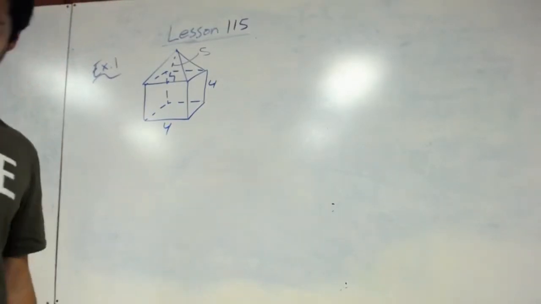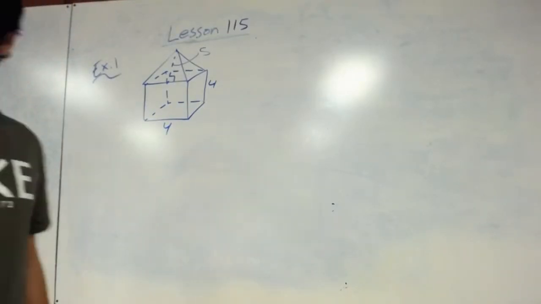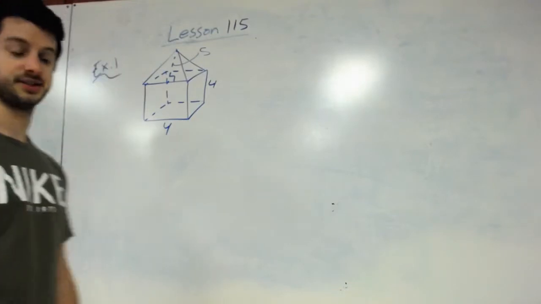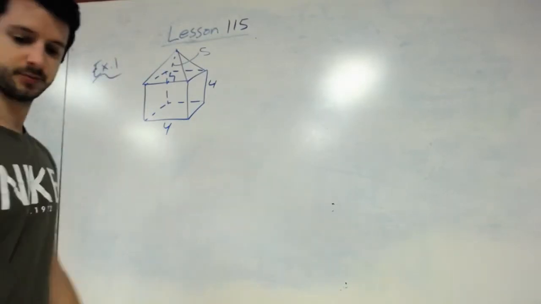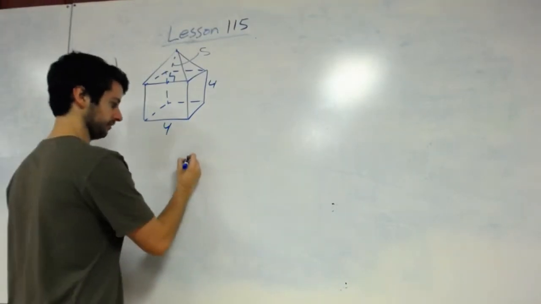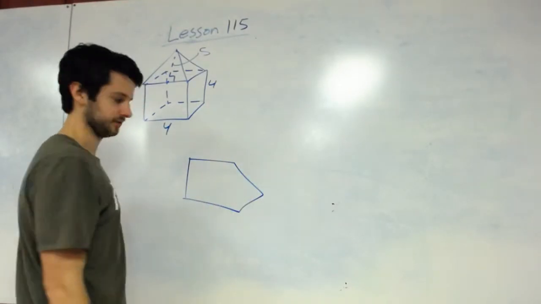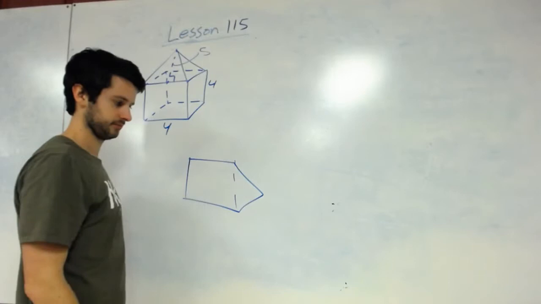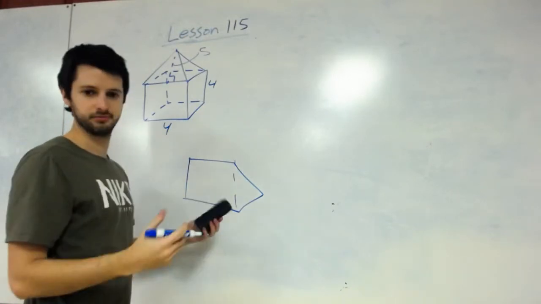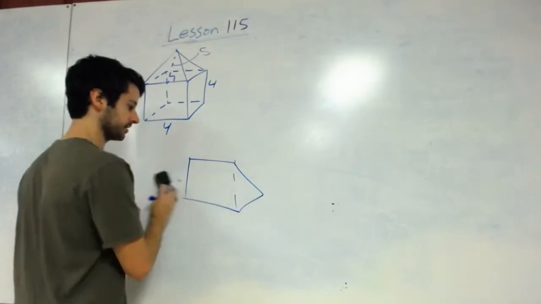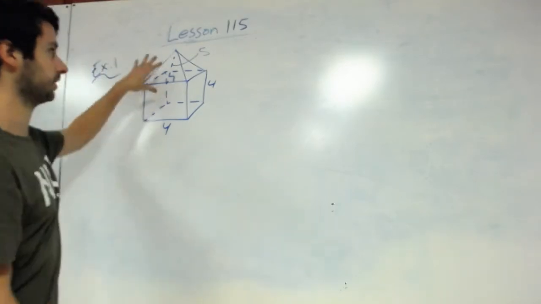We're going to look at finding surface area and volumes of what's called composite solids. We've talked about composite figures before. A composite figure is just something like that. It's a combination of shapes. So in this shape, we have a square and a triangle. That's a composite figure. It's just a combination of shapes. So now we're going to look at composite solids.